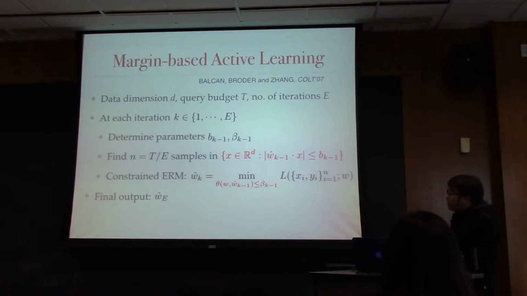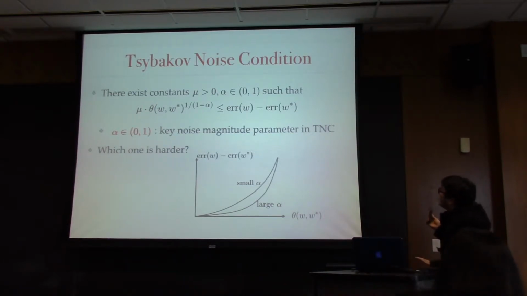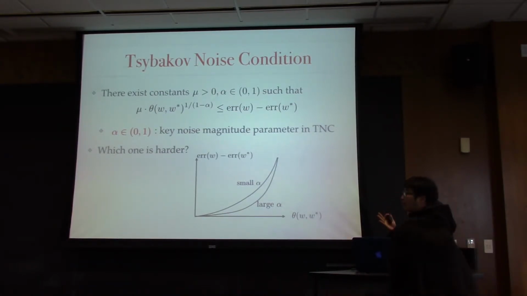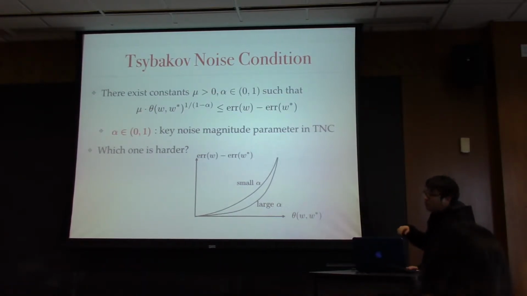In order to analyze this algorithm, we impose some conditions on the noise distribution. There are many kinds of assumptions you can make on the noise distribution. For example, you can assume the noise is bounded, or you can even assume the noise has a certain parametric form of distribution. In this work, we consider the Tsybakov noise condition.